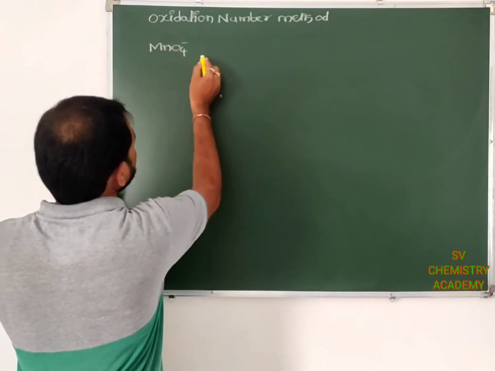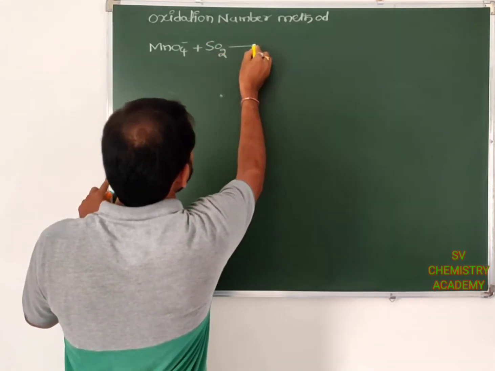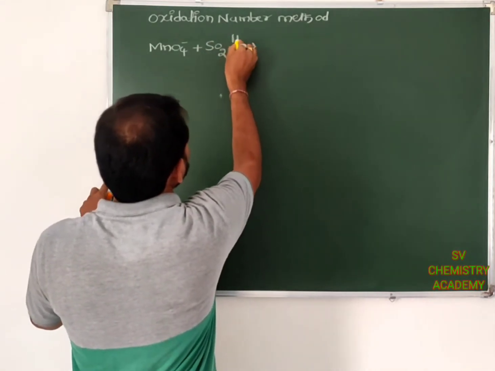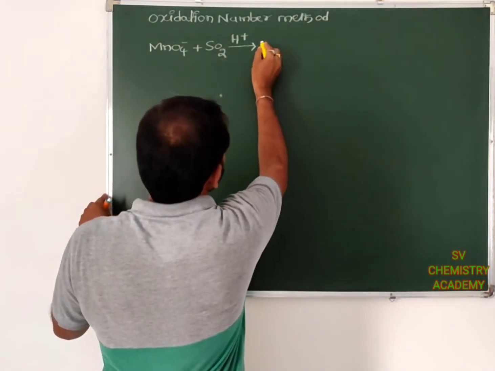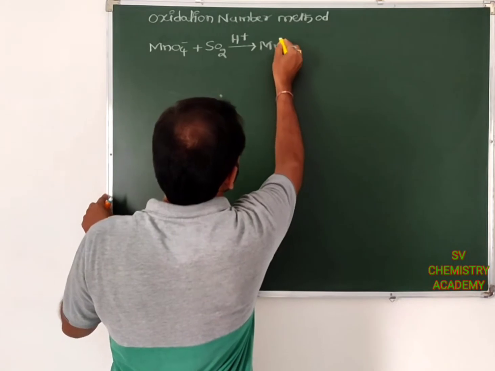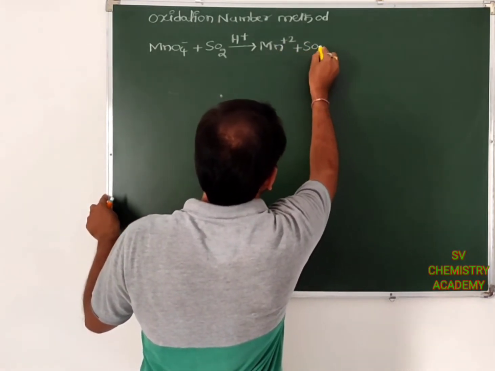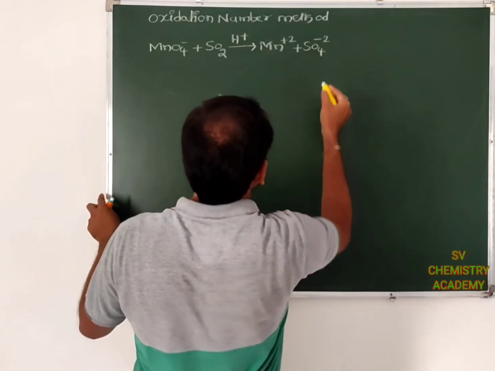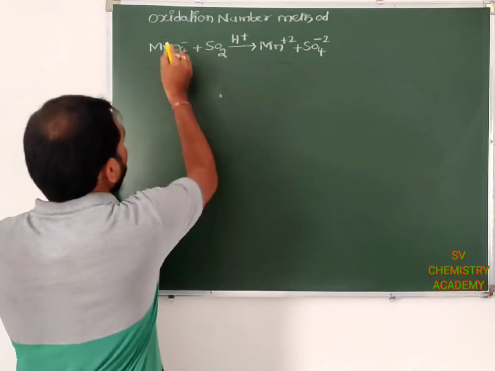MnO4 minus plus SO2 gives, over here plus H plus meaning acidic medium, and the product Mn plus 2, right? Then SO4 minus 2. So this is the unbalanced equation given in the question.